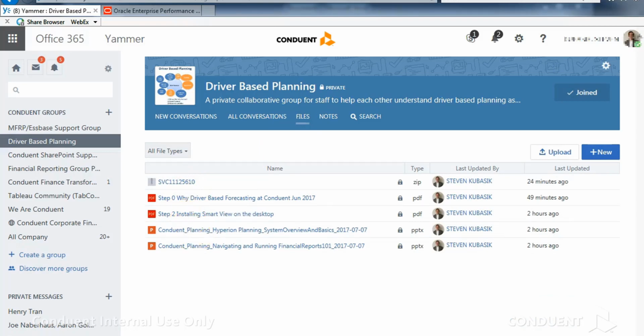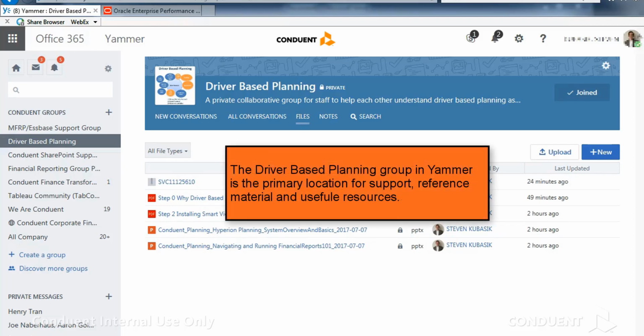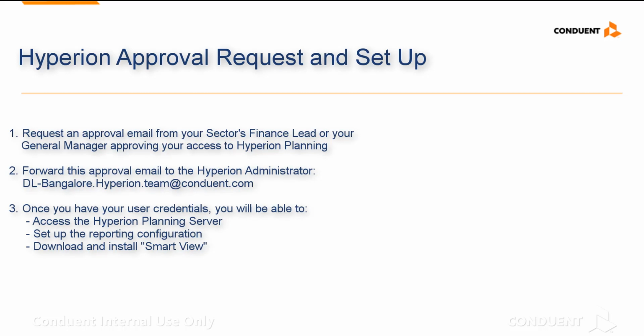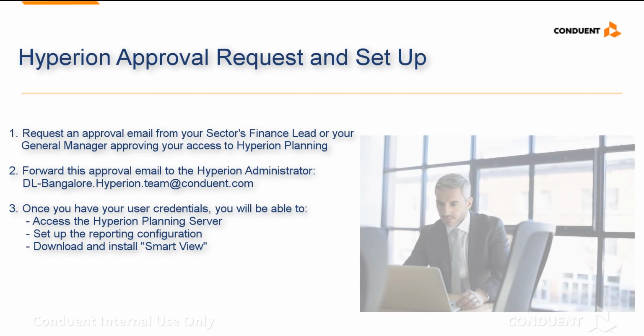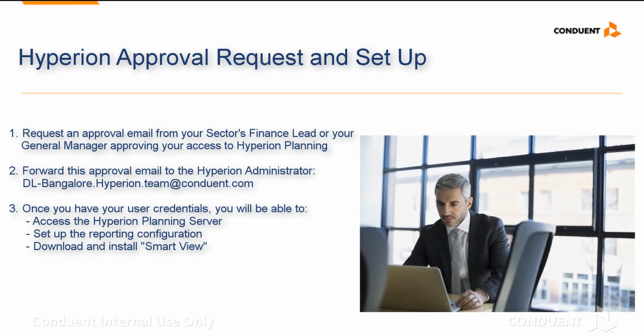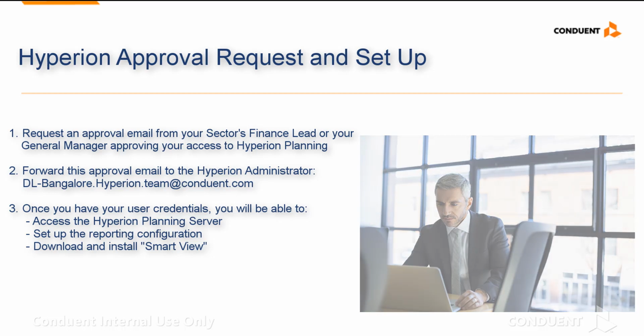It's important you join the driver-based planning group inside Yammer, as that will be the primary location for support and support materials. Since Hyperion planning is audited, we need to document approval for everybody's access. Simply get an email from your sector's finance lead or general manager approving your access to Hyperion planning. You can then forward that email to the Hyperion administrator, and they will take the necessary steps to create your user ID. Once you have your user ID, you will be able to connect to the Hyperion planning server, set up your reporting configuration, and download and install SmartView.